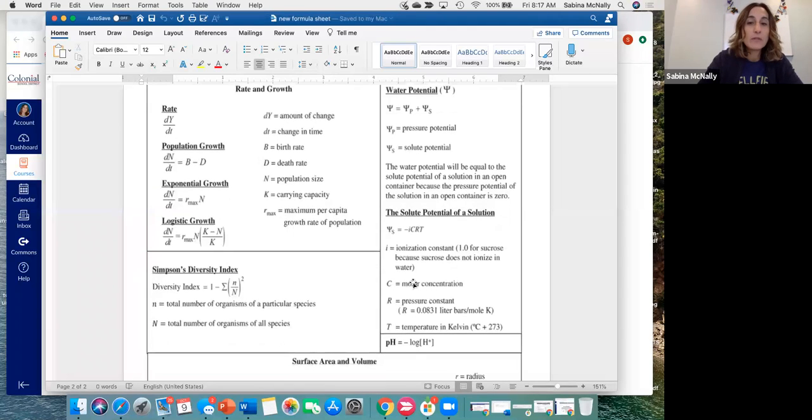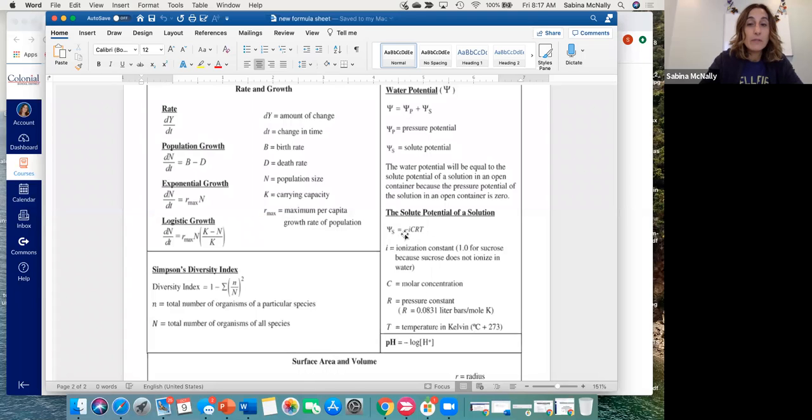C is the molar concentration. R is a pressure constant, and there's the units for it. And T is temperature, but it's in Kelvin. So you have to make sure it's in Celsius and add 273 to it. And then you just kind of plug it all in, okay?